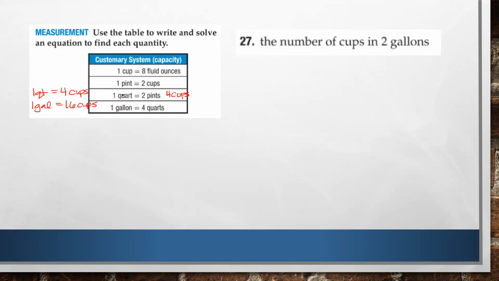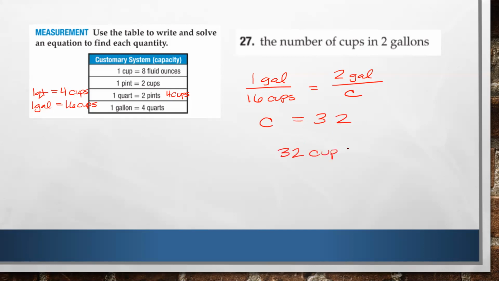Now, if 1 gallon is 16 cups, we set up our proportion. We want to know 2 gallons is equal to how many cups. So we multiply 1 times C, so that's 1C, and then 16 times 2 is going to be 32. So there are 32 cups in 2 gallons.